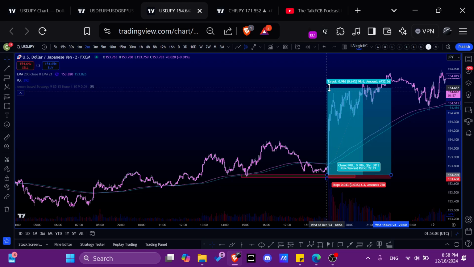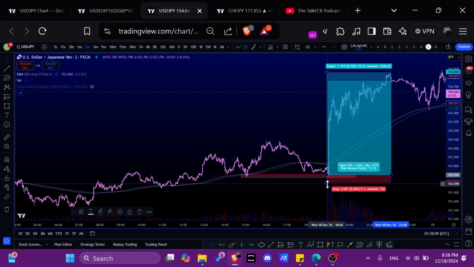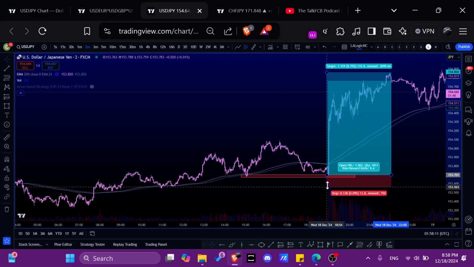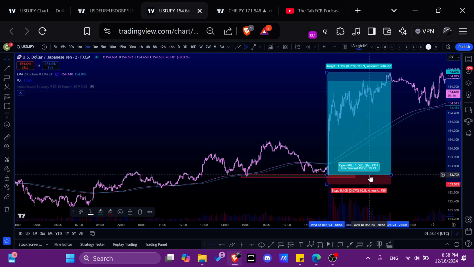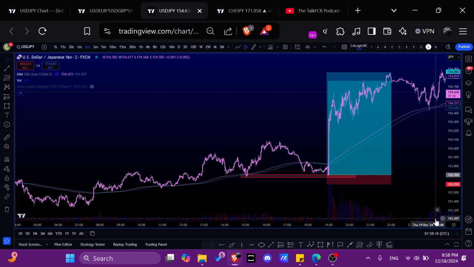Low risk, high reward setup. Look at this. Should have risked, say, 10 pips. Say you risk 10 pips. You would have had a 10-to-1 risk to reward ratio set up. Wow, that's amazing.